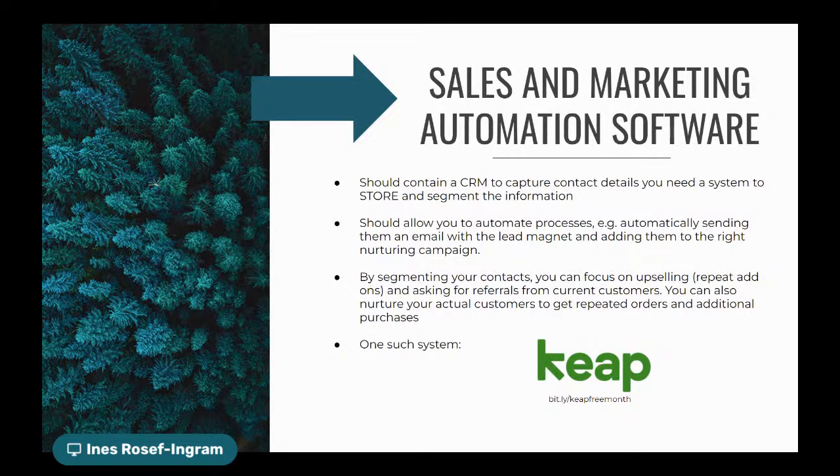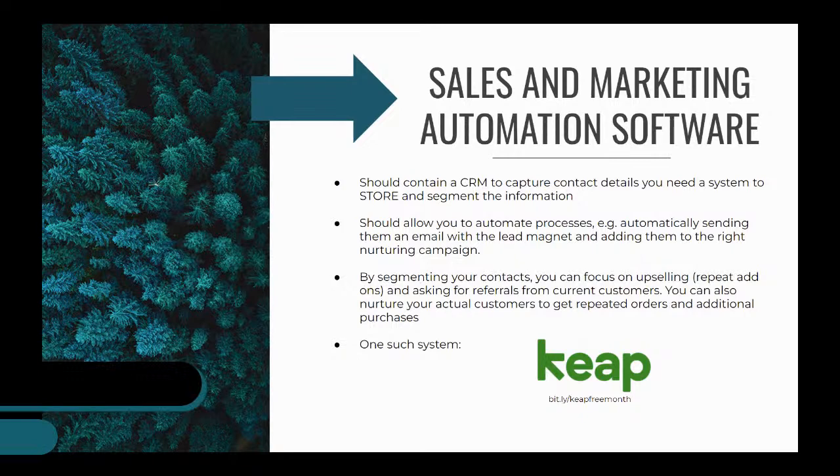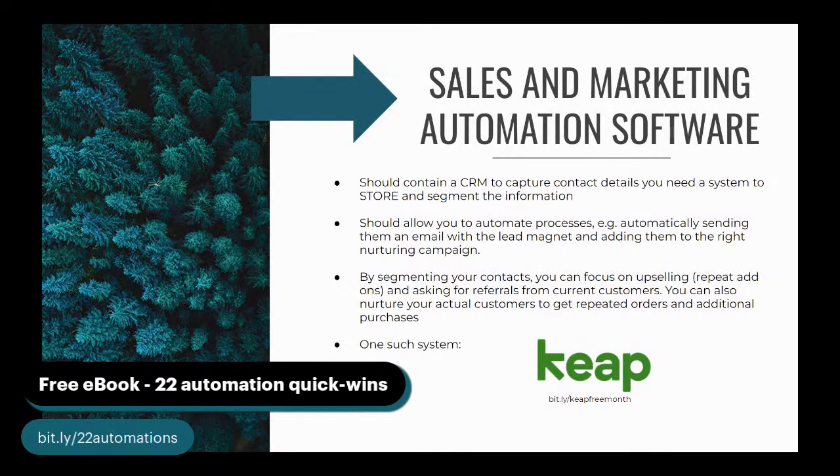I'm not going to talk too much about segmentation today, but it helps you send the right information to the right person at the right time. But you need to store all your contacts to make sure that they come in. It should allow you to automate processes, of course, because that's what we're talking about today. For example, automatically sending them an email with a lead magnet and adding them to the right nurturing campaign. For example, if you go to this link to download this ebook, I don't manually send you that ebook. You automatically get that ebook thereafter.